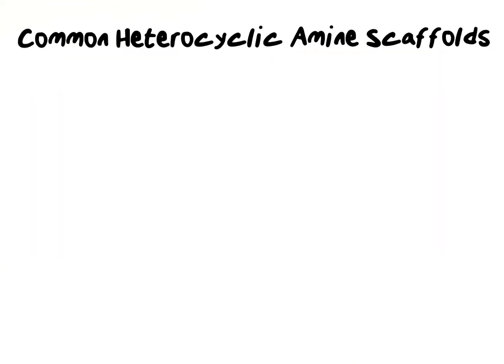Here we'll take a look at some common heterocyclic amine scaffolds. What I mean by scaffold is a simple unit that is decorated with other functional groups or alkyl chains or additional rings to construct the final molecule. Heterocycles generally come in two primary sizes. Those are 5 atoms and 6 atoms.